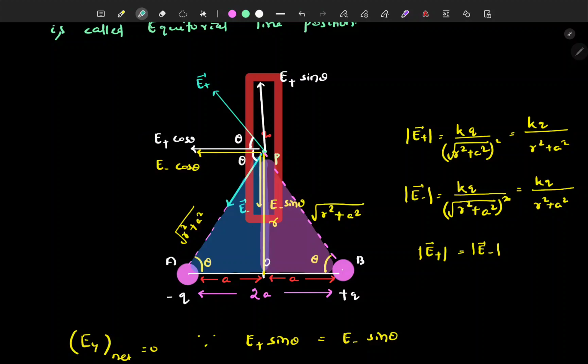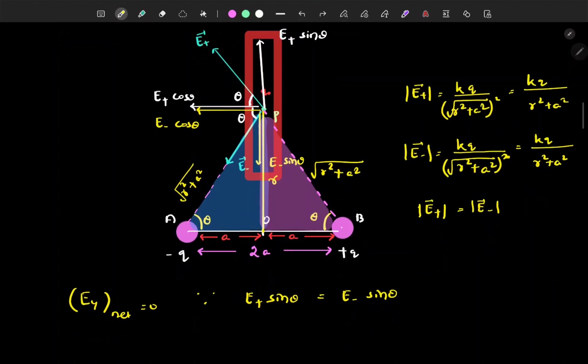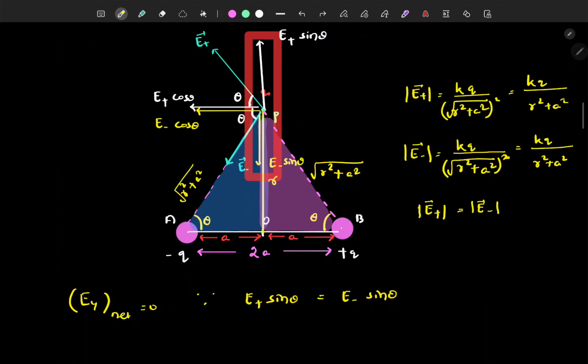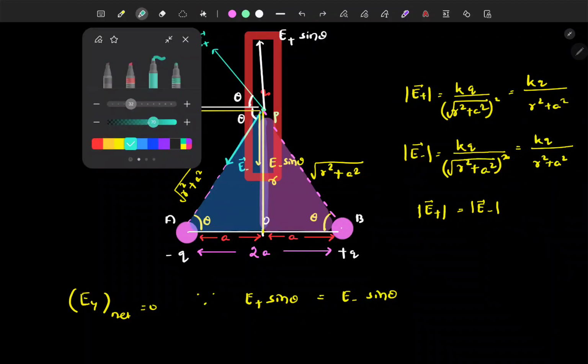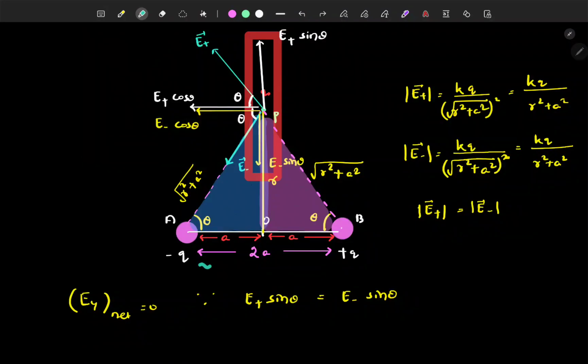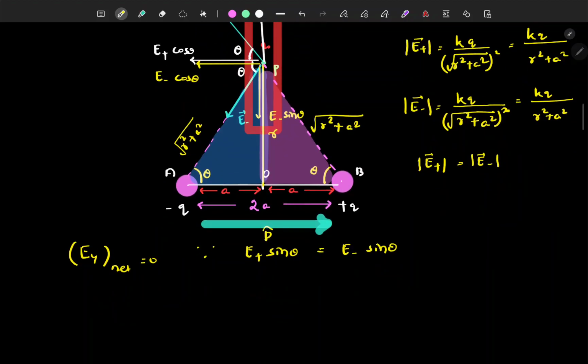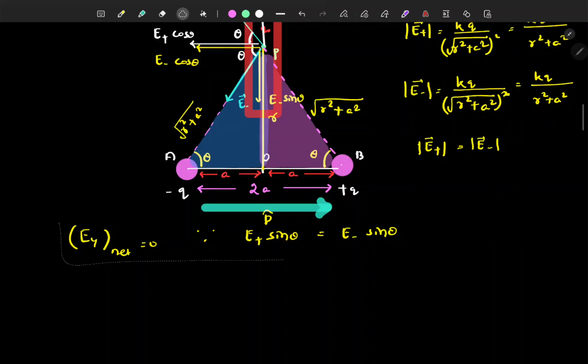This will be our net intensity. In the figure, the direction of p cap is negative to positive. The line I am drawing in blue color, negative to positive, this is the direction of p cap. So this is your p cap.